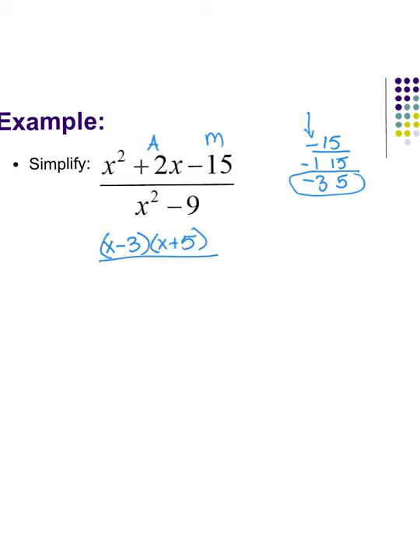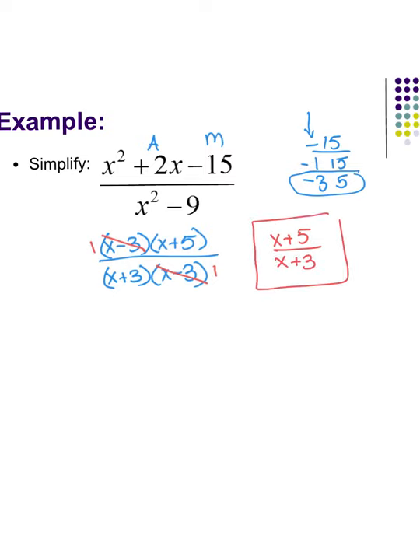If I look at the denominator, the bottom, I notice that both of those terms are perfect squares. So that tells me it factors to x plus 3 and x minus 3. Now I look, is there anything the same on the top and the bottom? This and this reduce to 1s, so I am left with an x plus 5 on the top and an x plus 3 on the bottom. That is my answer. I cannot reduce the x's because they're stuck together with a plus sign.